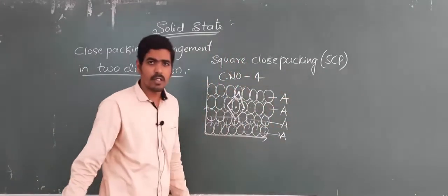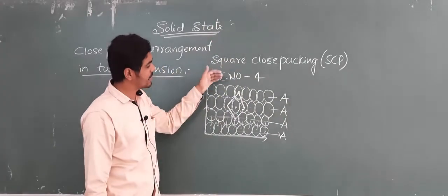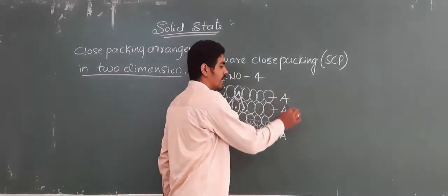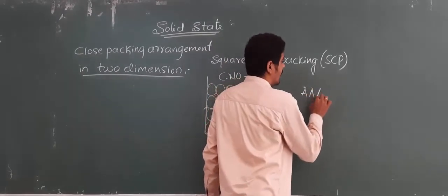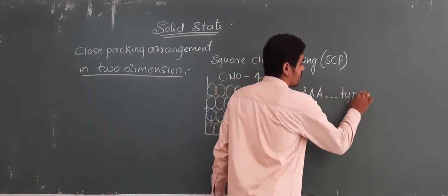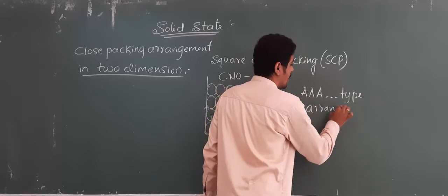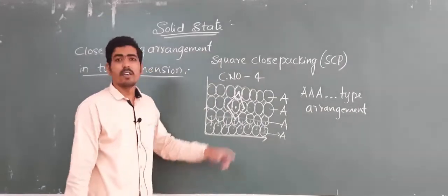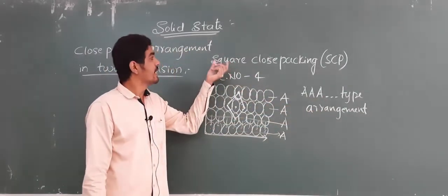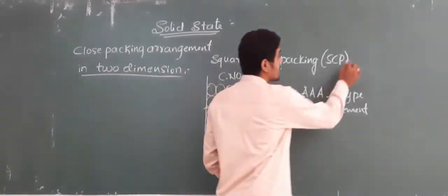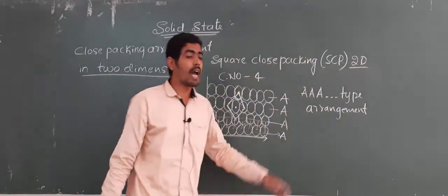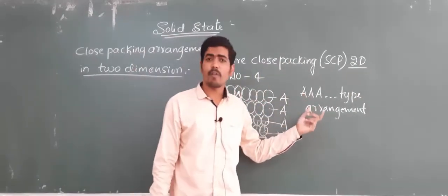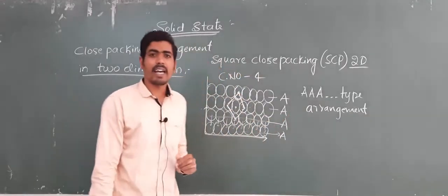So if I keep on placing particles on one another, then all the arrangement is said to be AAA type arrangement. Okay, this kind of arrangement is said to be AAA type of arrangement. Where do you observe this type of arrangement? In square close packing. How many dimensions? 2 dimensions. In 2-dimensional square close packing, the coordination number is 4 and the type of arrangement is AAA type of arrangement.